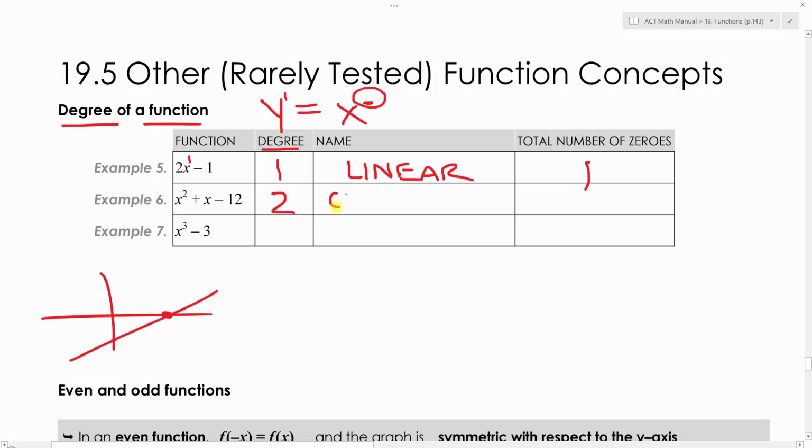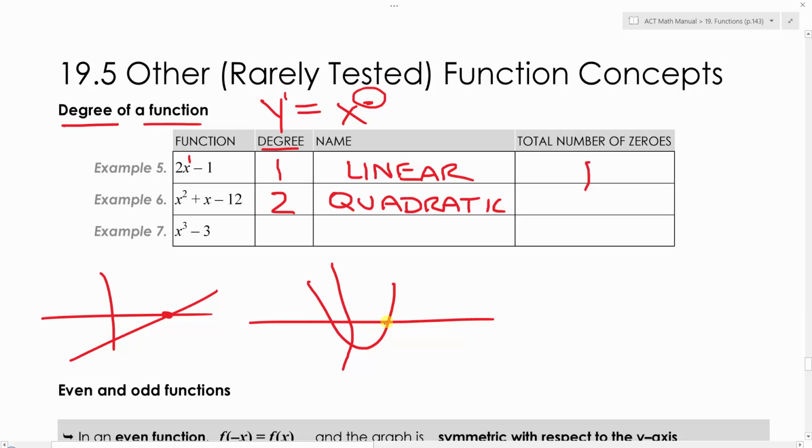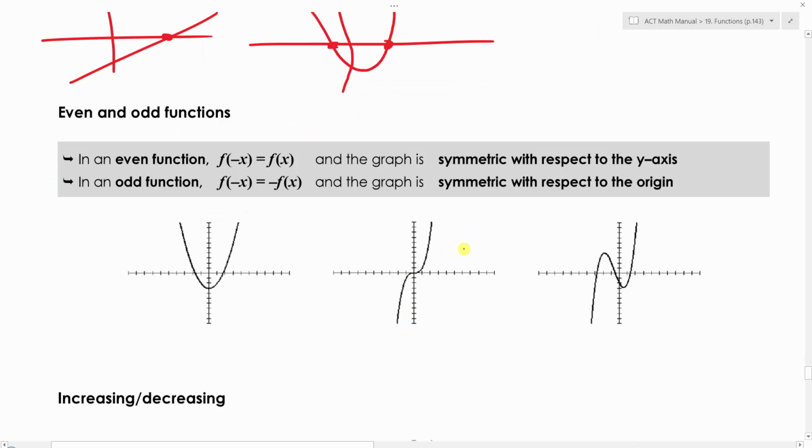This guy is a degree of 2. It is known as a quadratic. When you graph a quadratic, we've talked about this several times, you get a parabola. Parabolas can have 2 zeros. Those 2 zeros can either be real or unreal, but all parabolas will have 2 zeros. This is a degree of 3. It is called a cubic, and the total number of zeros can be 3. And that, again, can be a combination of real and imaginary, or real and complex zeros. So that's degree of a function.